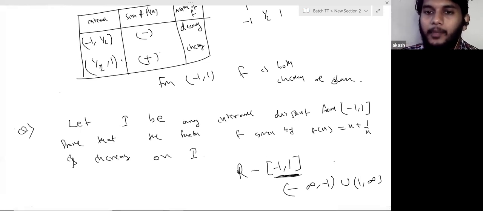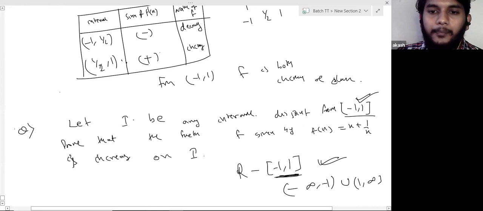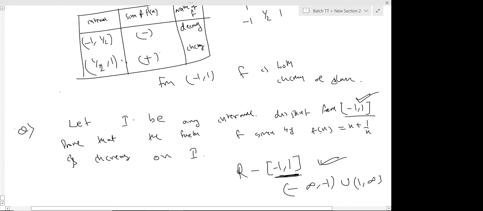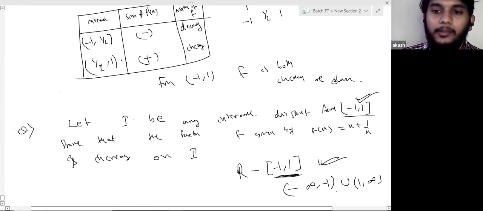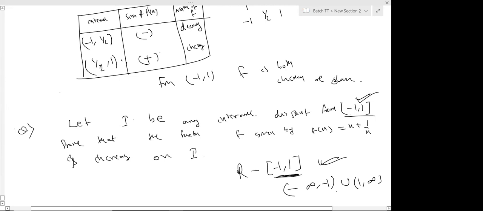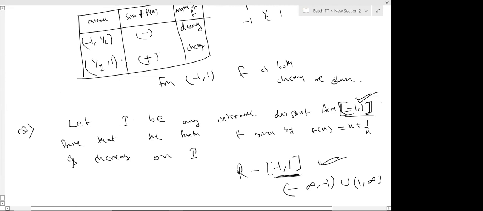Here they are saying let I be any interval disjoint from minus 1 to 1. That means you can take any real number disjoint from minus 1 to 1. So after we find x, we can't use minus 1 and 1. For minus 1 to 1, that interval will be deleted. See, disjoint from, you can see there are closed brackets here, so minus 1 and 1 will also be excluded. We have to find different new intervals. Any real number.